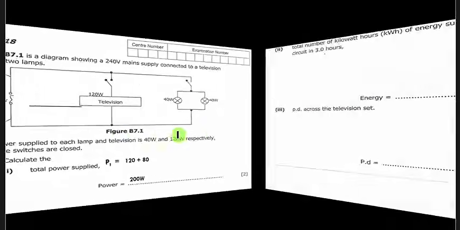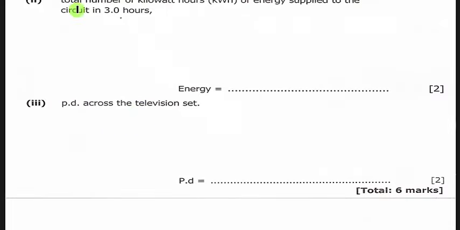Then B, we calculate what? The total number of kilowatt hours of energy supplied to the circuit in 3 hours. So they now need the total energy in kilowatt hours.